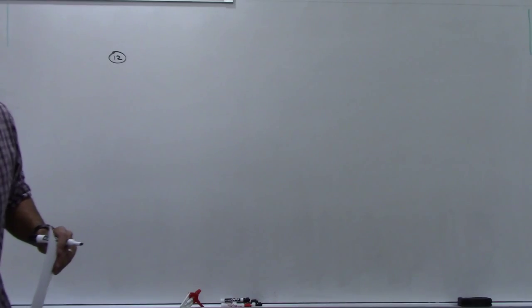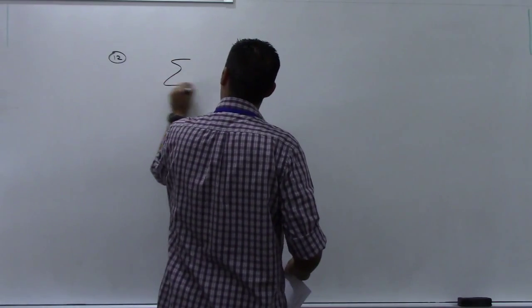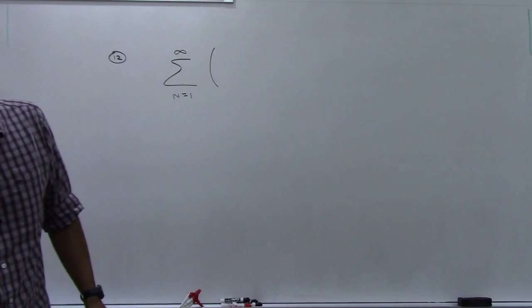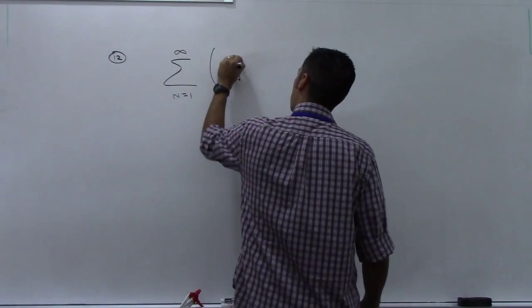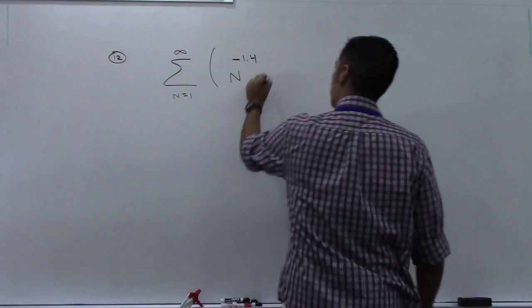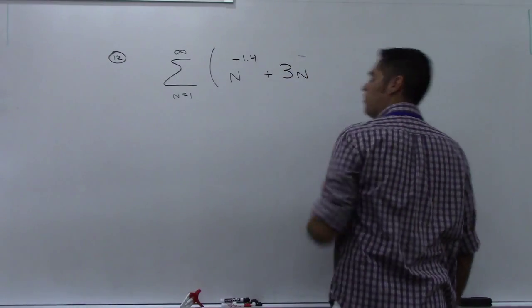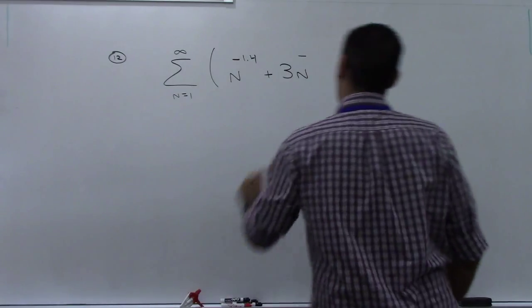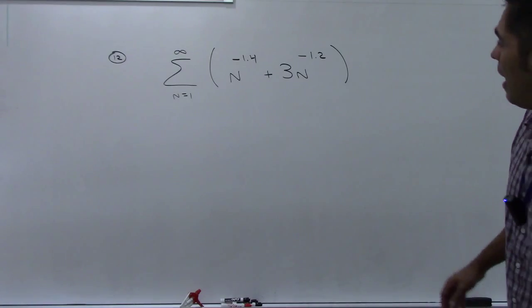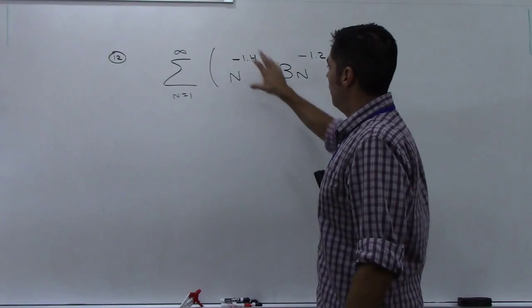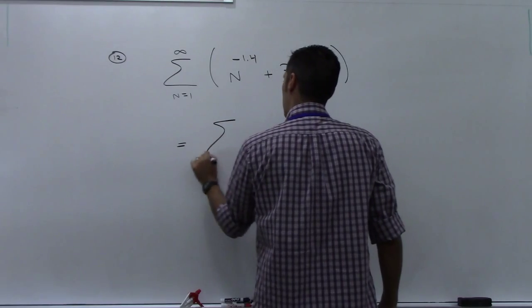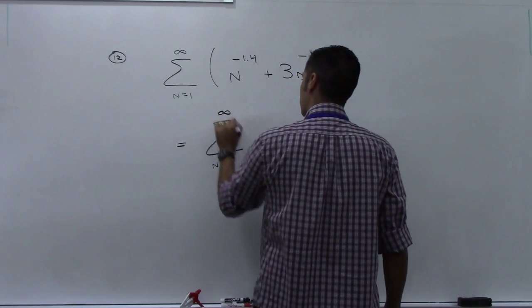Sum n equals 1 to infinity of n to the negative 1.4 plus 3n to the negative 1.2. All right, well, I have the sum here of 2 terms, right? So I should be able to split this into 2 sums. But there's a little bit of an issue we run into here.